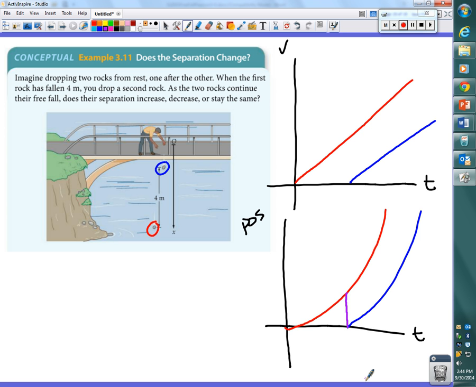That purple line that I just drew on that graph represents what? The distance between the red and the blue when the blue one was dropped. So, how long is that purple line? This purple line represents 4 meters, right?